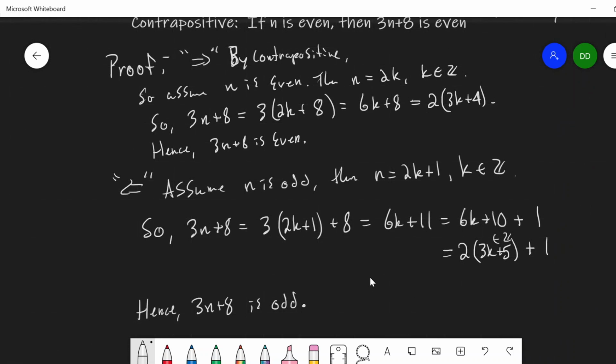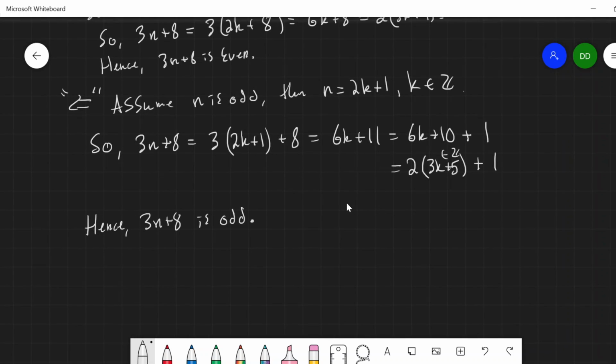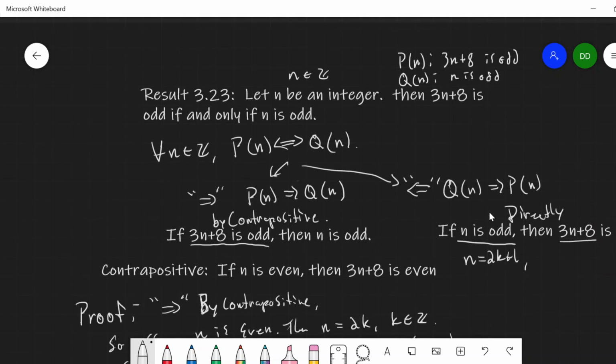So, okay, summarizing again, we showed the forward direction by contrapositive. We showed the backwards direction directly. We succeeded in showing both of those directions. And so now the biconditional is proved: 3n plus 8 is odd if and only if n is odd.